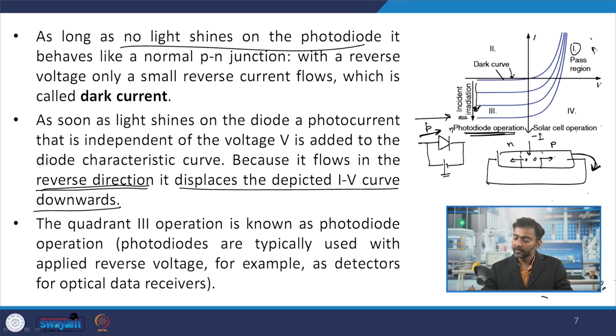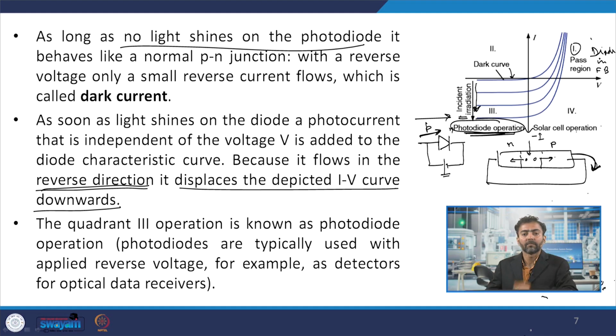So, the first quadrant is mainly the diode operation in forward bias, whereas the third quadrant is what we call the photodiode operation. Photodiodes, typical examples, are used with applied reverse voltages as detectors for optical data receivers. Different applications can be there.